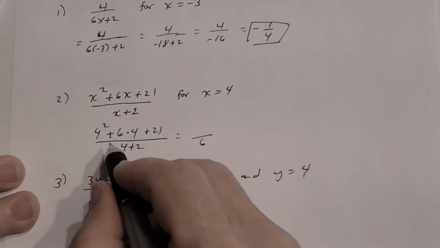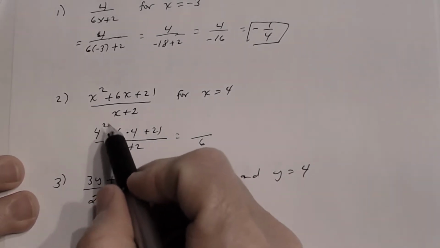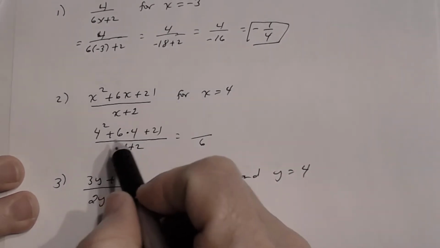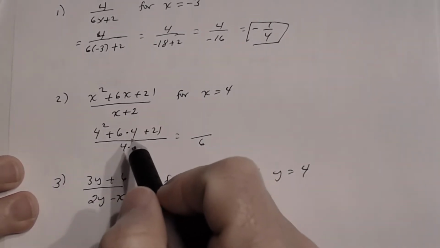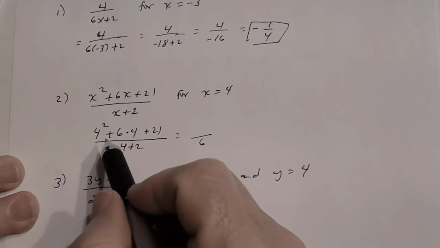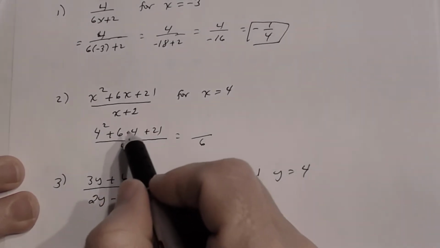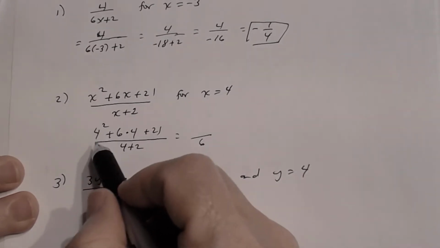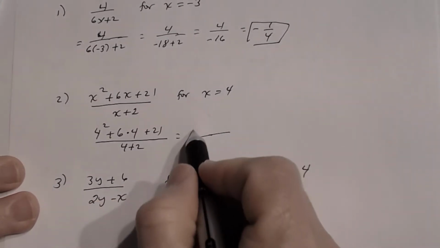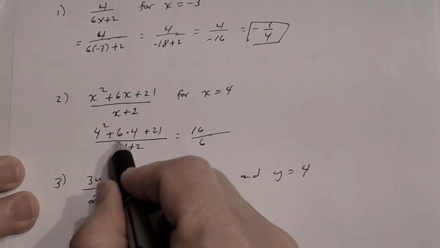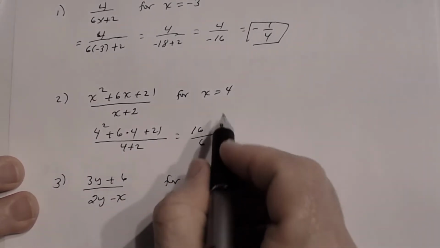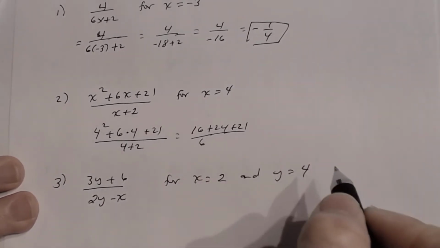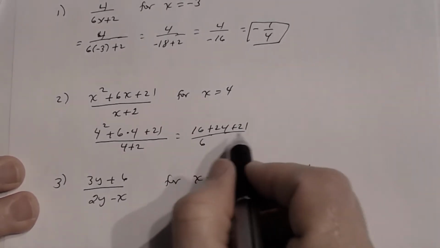Now in the numerator, using the order of operations, notice I have an exponent, I am multiplying, and then I'm adding. So you've got to remember the order of operations. Please excuse my dear Aunt Sally. Remember, exponents come before multiplication. So if I square this, 4 times itself is 16. Then I can do the multiplication. So 6 times 4 is 24. So I get 16 plus 24 plus 21. And then I add those three numbers.